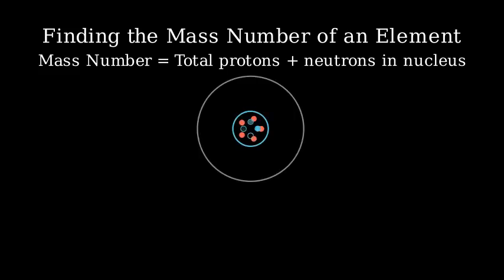At the center of every atom is the nucleus, which contains protons and neutrons. Surrounding the nucleus are electrons, which orbit in shells. For finding the mass number, we only need to focus on the particles in the nucleus, the protons and neutrons.